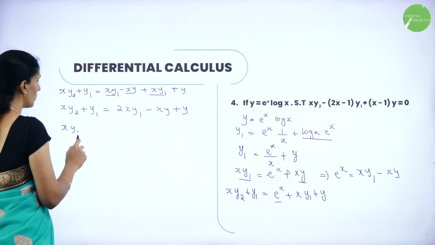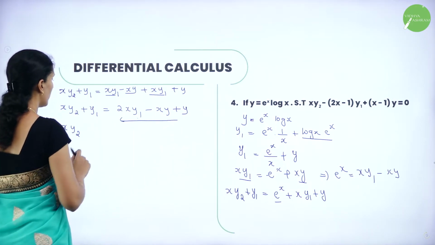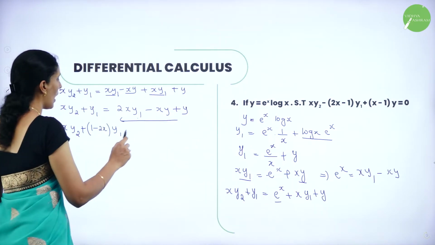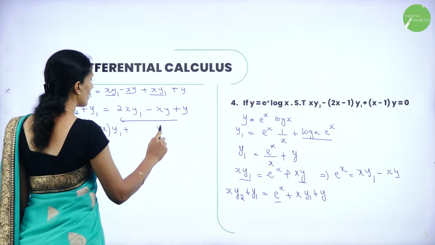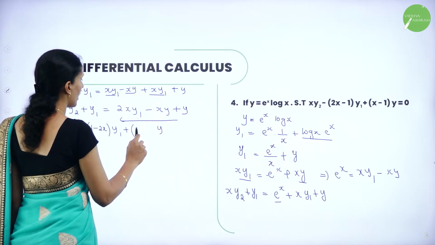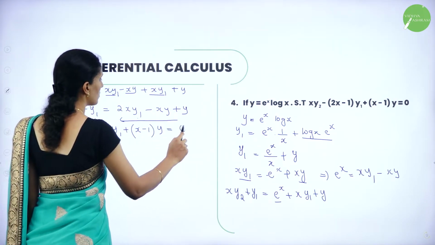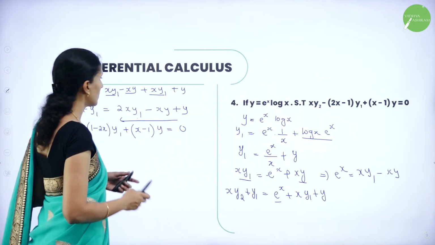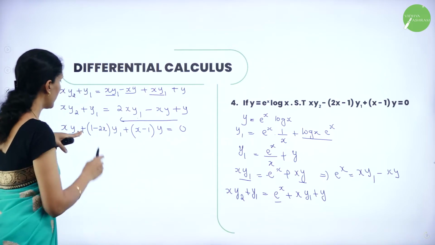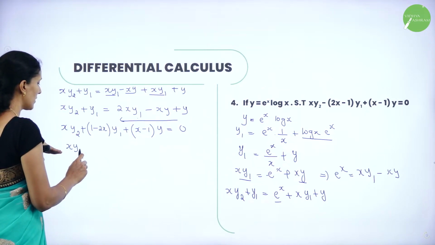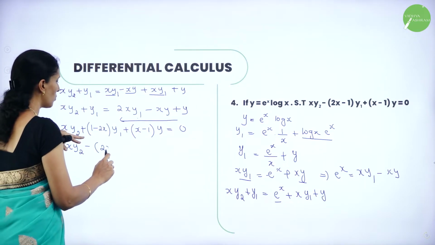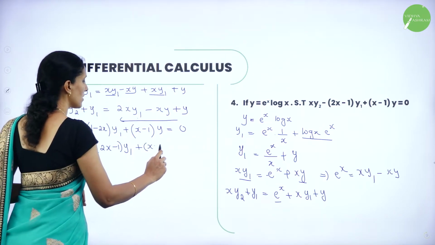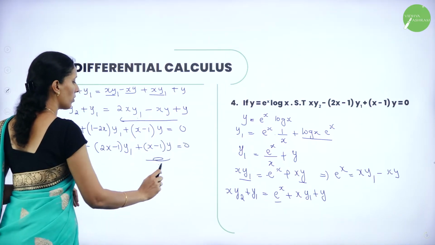So xy2, shift all these terms here. If you take y1 as a common factor, it is 1 minus 2x, and if you take y as a common factor, it is x minus 1 is equal to 0. So this is the required equation, xy2 minus 2x. So now this is what you got, but here we need 2x. So take minus common factor, you will get (2x minus 1) into y1, and there it is x minus 1 only. So it is (x minus 1) into y is equal to 0. So this is what we have to prove.